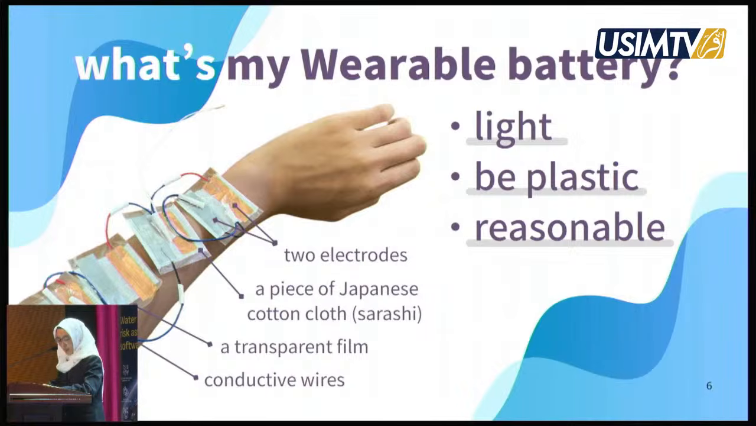This is the basic structure of my wearable battery. It has two electrode wires, a cloth, and a plastic film. My goals are to make it lightweight, flexible, and low cost. These features make it comfortable and practical to wear.